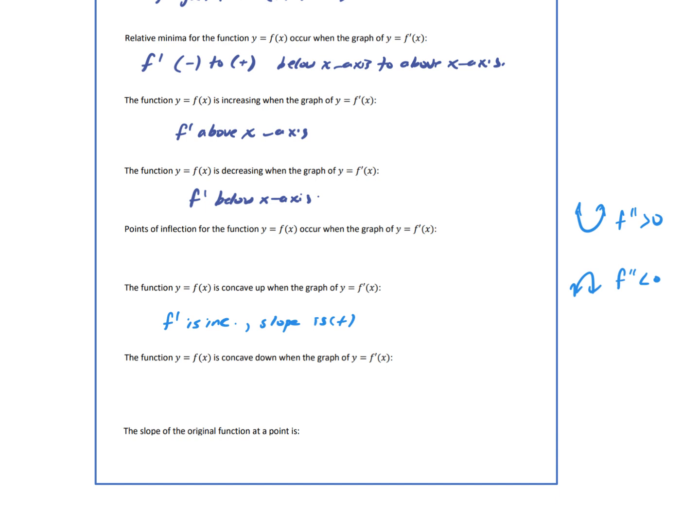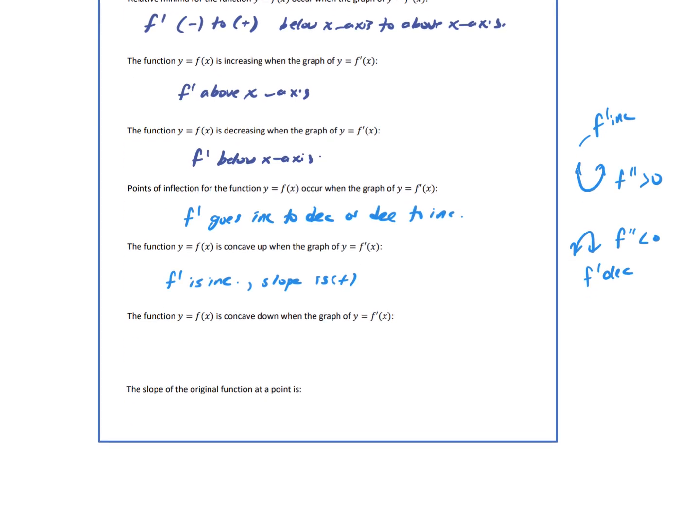Points of inflection would be where it goes from concave up to concave down, or concave down to concave up. But since we're defining it in terms of f prime increasing, f prime decreasing, we're going to say f prime goes from increasing to decreasing, or decreasing to increasing, okay? And then concave down, we'd say f double prime is less than 0, or f prime is decreasing. Okay, that's the important connection.